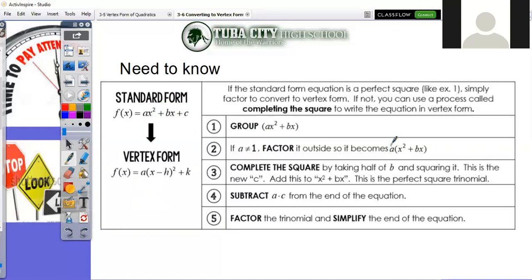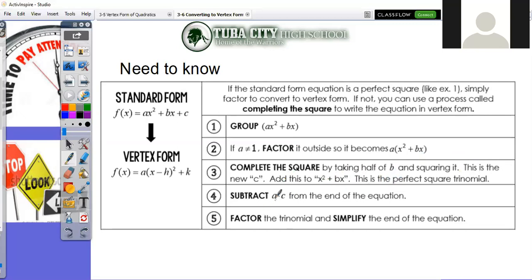All right, and this one here, if you're going to use completing the square, what you have to do is take that b value, half it, and square it. Okay, this is the new c value, and you add that to your other two terms, and that's how you make a perfect square trinomial. It seems kind of confusing, but we'll work on that, and it'll probably be a little easier to get once you've seen a few examples.